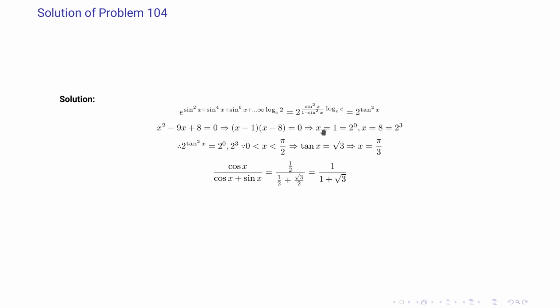to the power 3. Now if we take 2 to the power 0 and equate it with 2 to the power tan²x, then tan²x will be 0, that is x = 0, but x is greater than 0. So we take 2 to the power 3, which means tan x would be the square root of 3, which means x = π/3 in the range 0 to π/2. Once we have found x as π/3, we simply substitute the values in cos x/(cos x + sin x) to get the result as 1/(1 + √3).